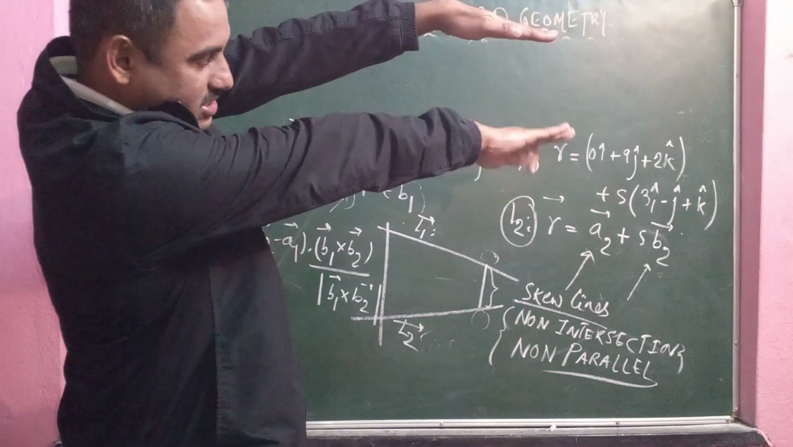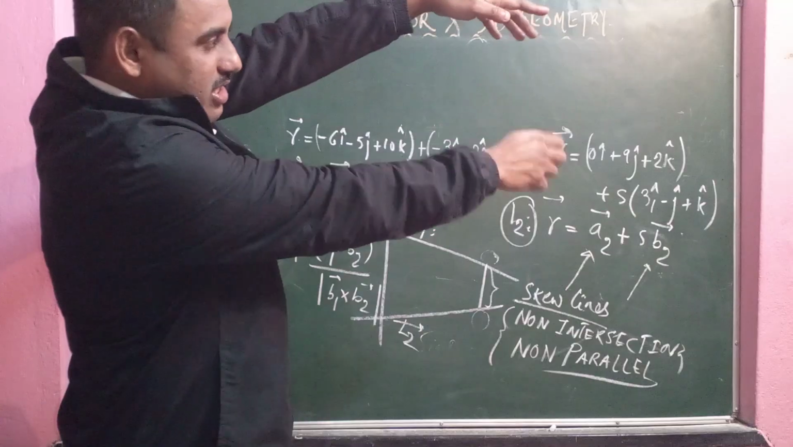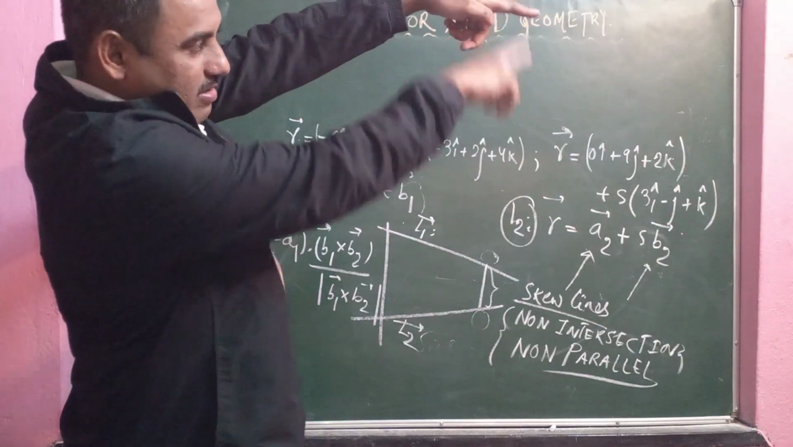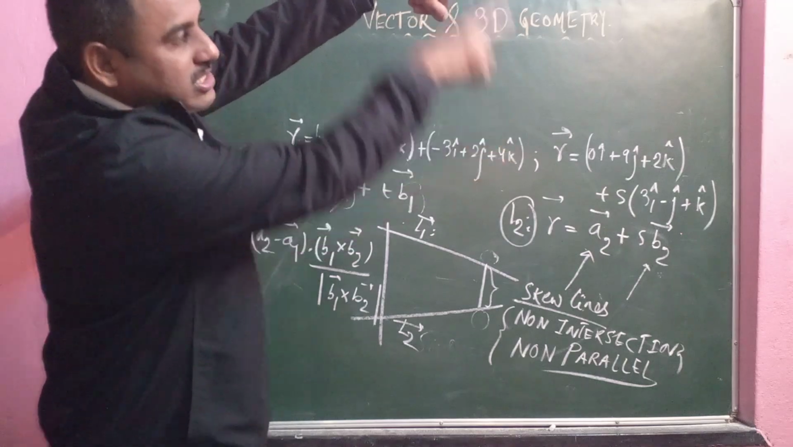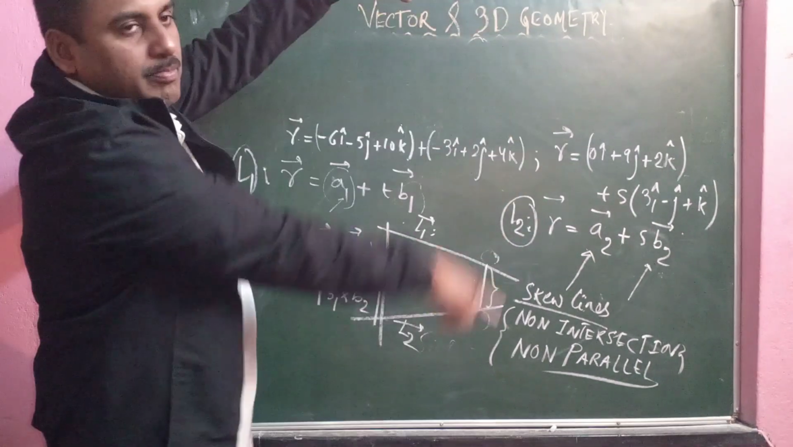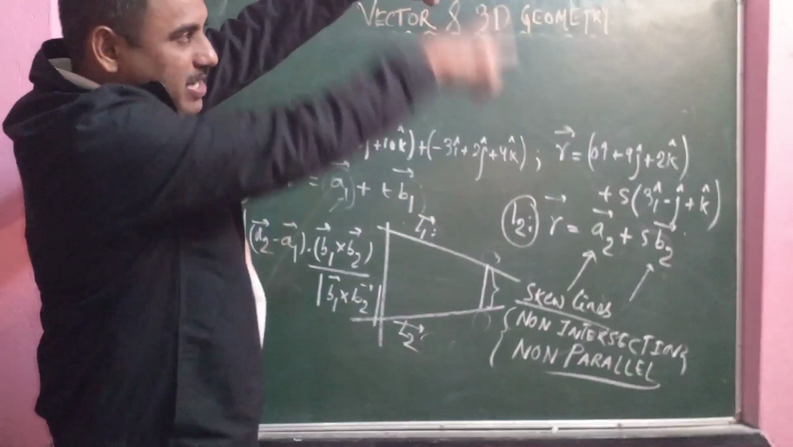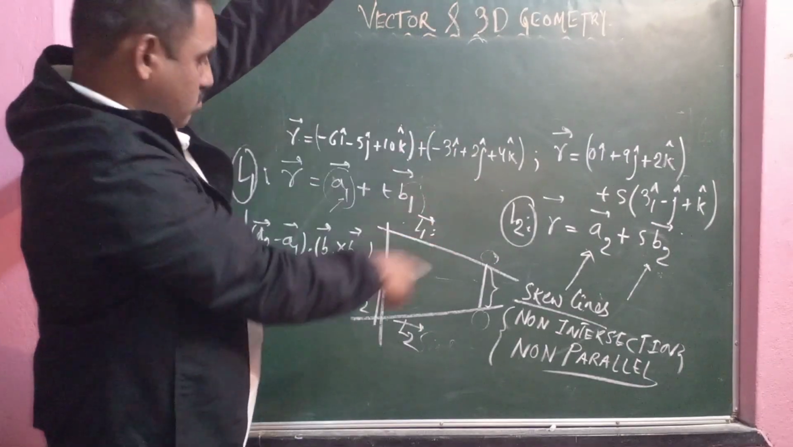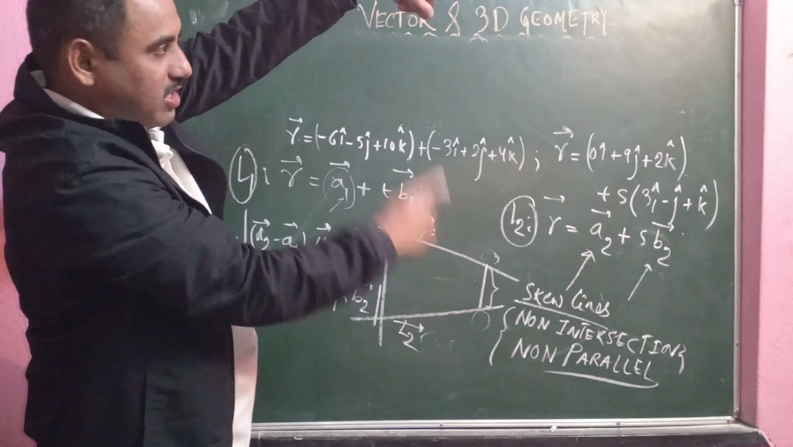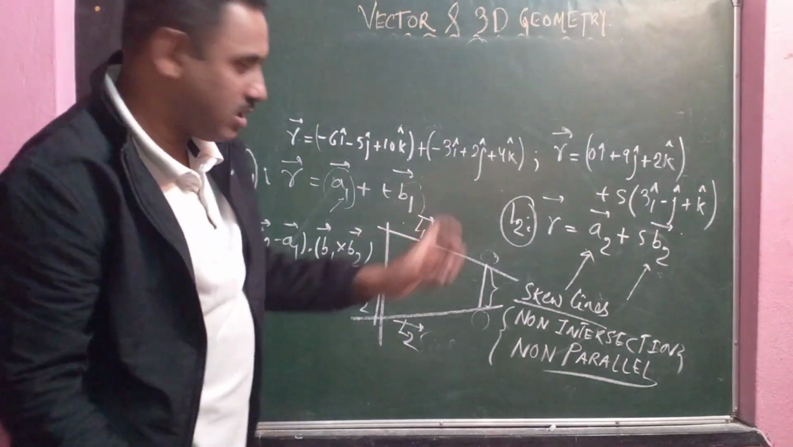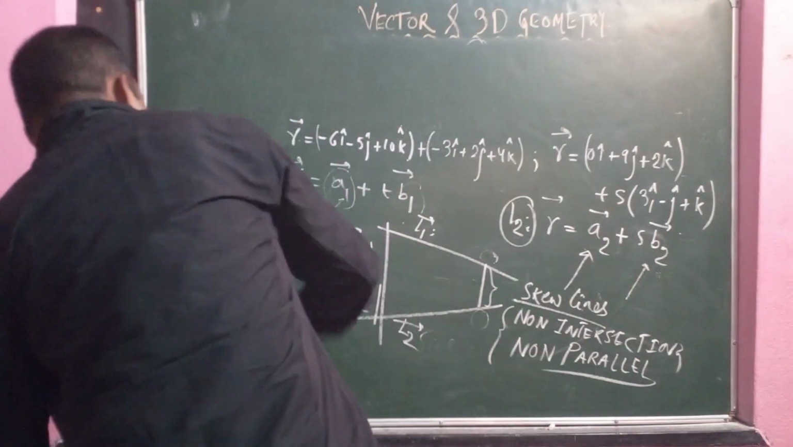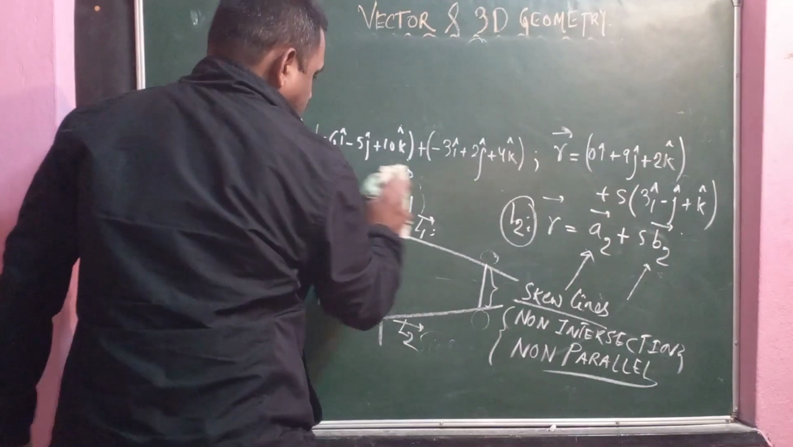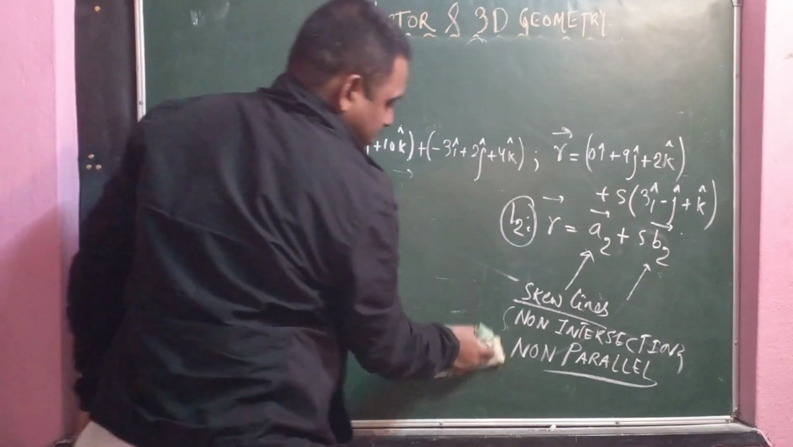Suppose this. So this B1 cross B2 by mod is actually a unit vector along this line, which is perpendicular to both B1 and B2. This is a unit vector, and when you multiply with this one, that will give you the shortest distance. That's how we derive this formula. Understood? This is called skew lines.